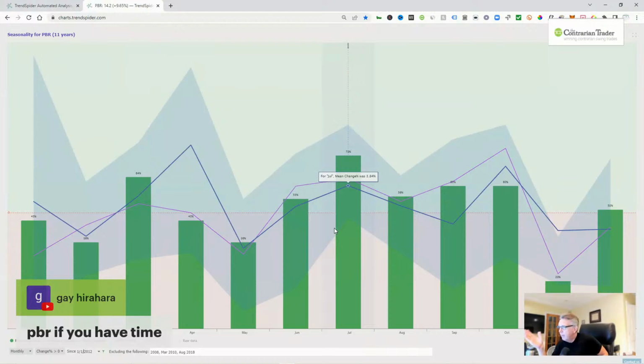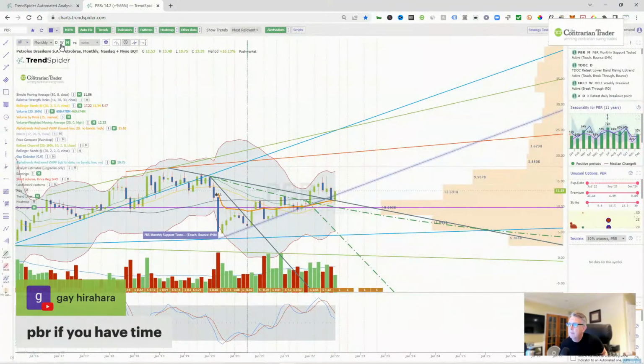It gets better in September. The same in October. November, you do not want to be in the stock. So look to bail in October. Look to re-enter in November, because that's the worst month out of the year. I think that PBR is probably heading higher. Let's go to the weekly chart now.